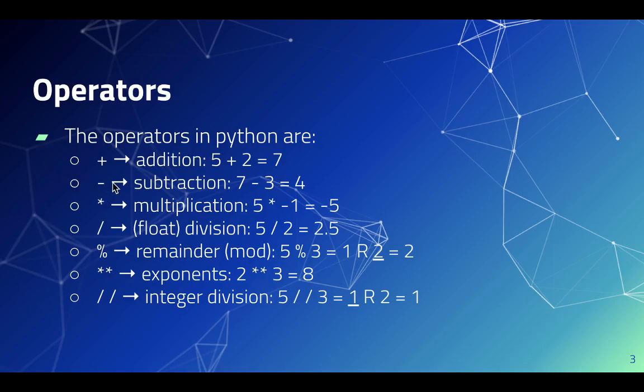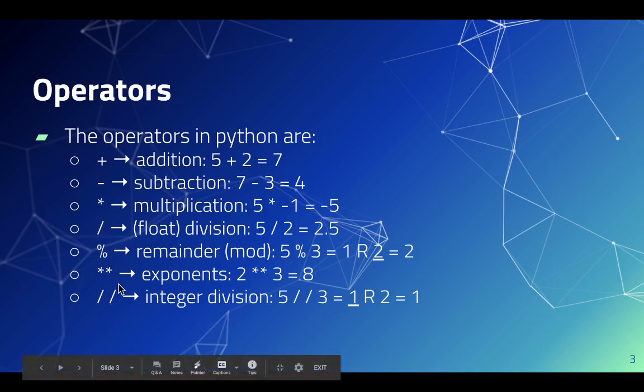And then we have the minus sign or subtraction, which again mathematically will result in the difference of two numbers. We have multiplication, which uses the asterisk, which multiplies two numbers. There's floating point division, and what that means is it's strict division, so 5 divided by 2 will result in 2.5. And this may seem obvious from a mathematical standpoint, but it's important that we denote the difference between single slash and double slash, as you can see in the bottom one.